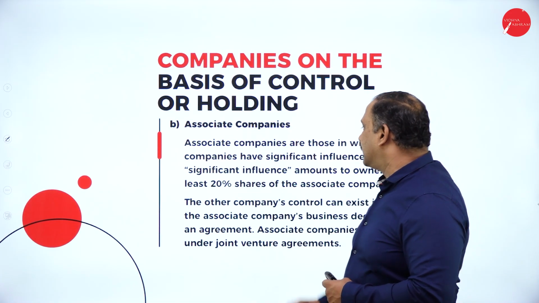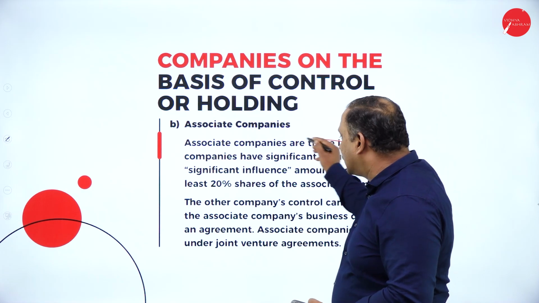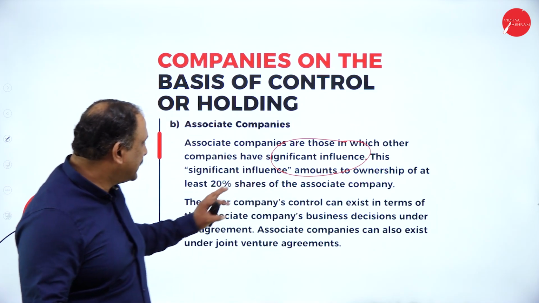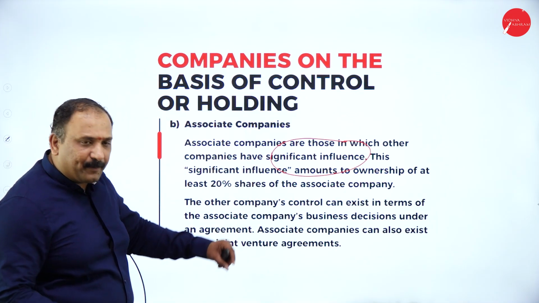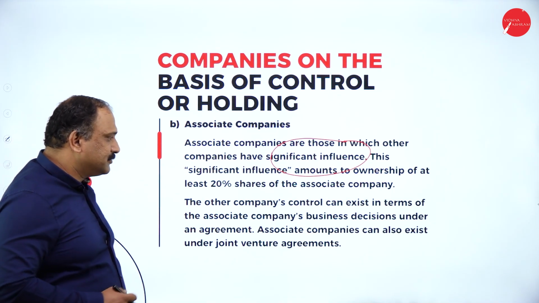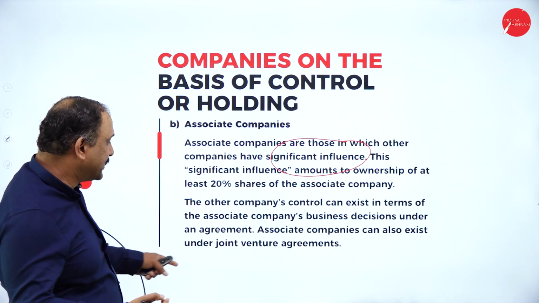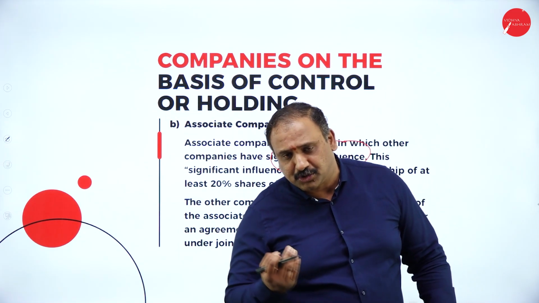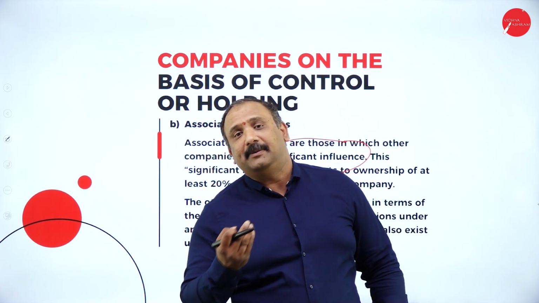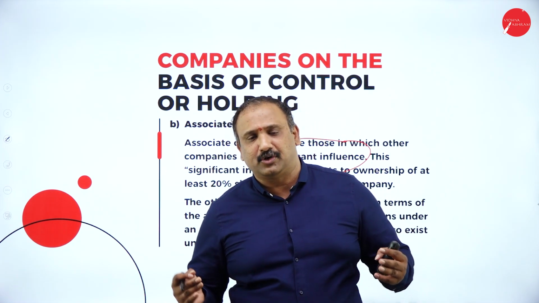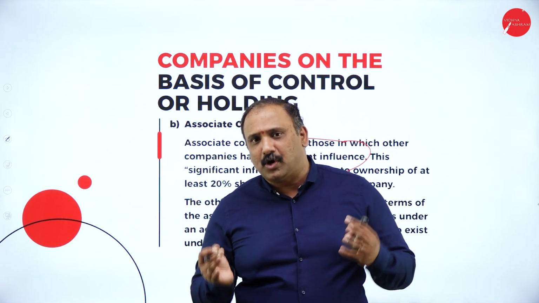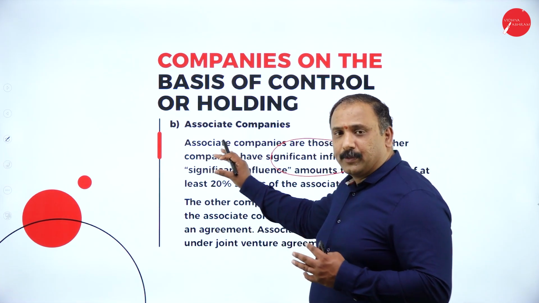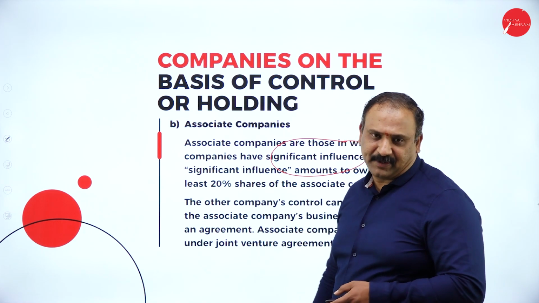Followed by which the associate companies, which are those which have a significant influence. The word significant influence will amount to a value of 20% in the associate company. In the other companies, control can exist in terms of the business decision. Associate companies can also exist as joint venture agreements. So for example, it might be Toyota Kirloskar, a joint venture we are starting all together, or there might be companies like the Bharat Benz joint venture, or some Bharat Daimler, whichever can be a joint venture that we start. There can be an associate company coming into picture there, and the control would be based on that significant influence as we have been talking about.